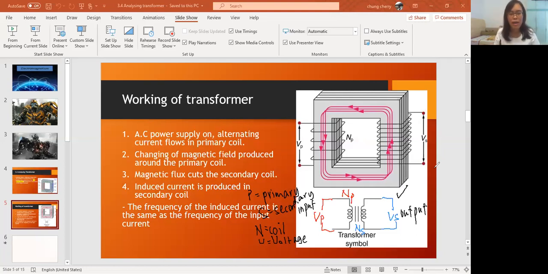Angeline, I want to correct you something. It's not VP and VS that have less than. It's NP and NS. Turns, always it will be using N. Not always NP will be less than NS. It depends on what kind of transformer it is. Never mind, you all copy first. Later I will explain it clearly.